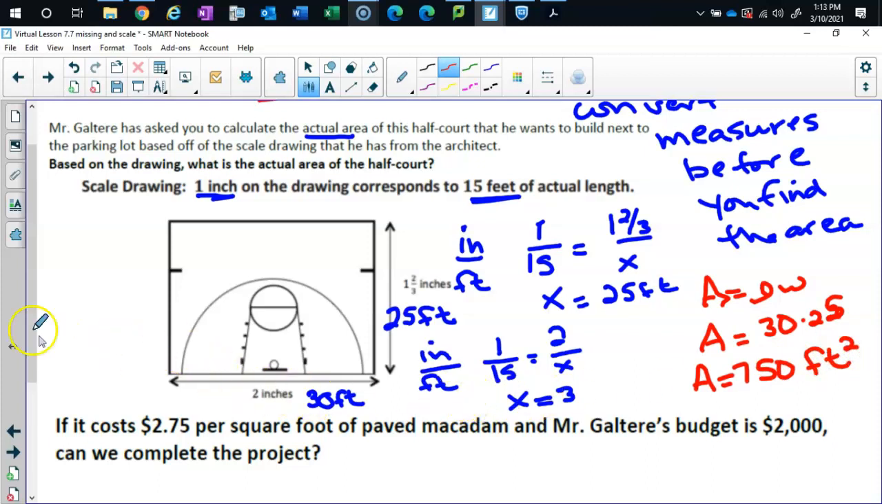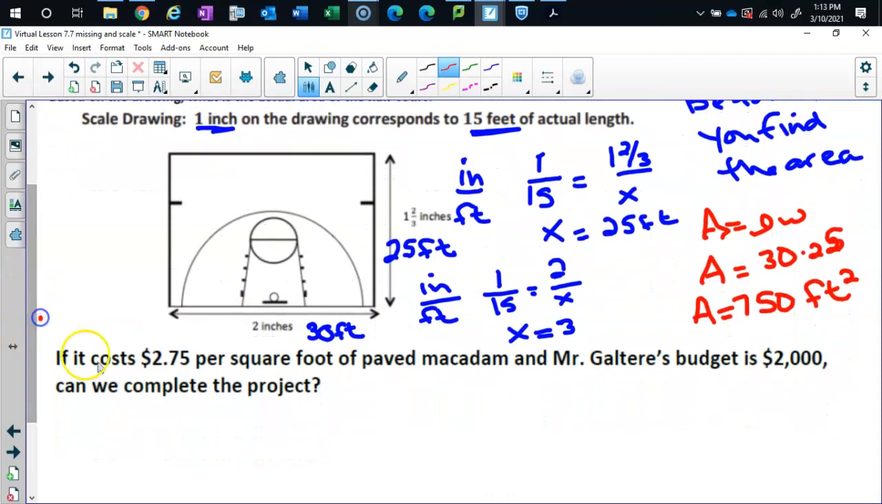Square feet. Now, this next part says, if it costs $2.75 per square foot of paved macadam, and Mr. Gautier's budget is $2,000, can we complete the project? Well, we have 750 square feet to put macadam down, and each one costs $2.75. So we're going to do 750 times $2.75. And when you punch that into your calculator, you get $2,062.50.